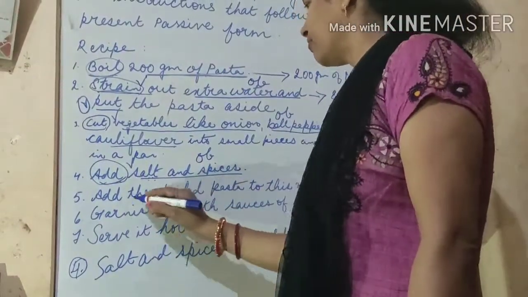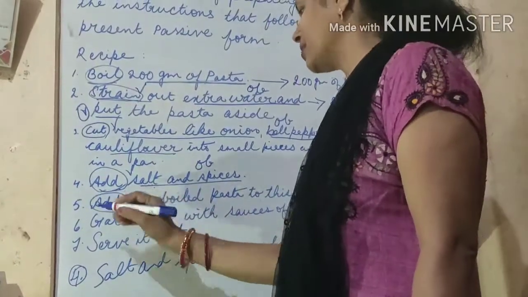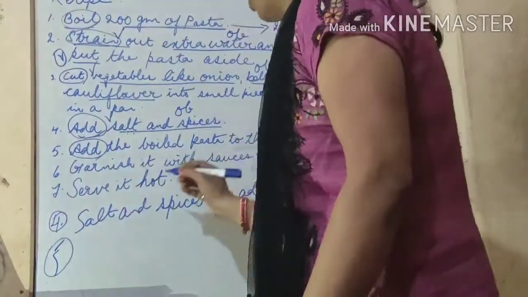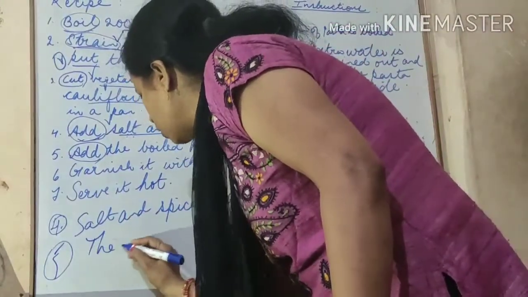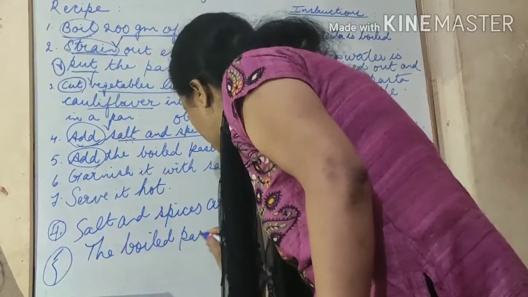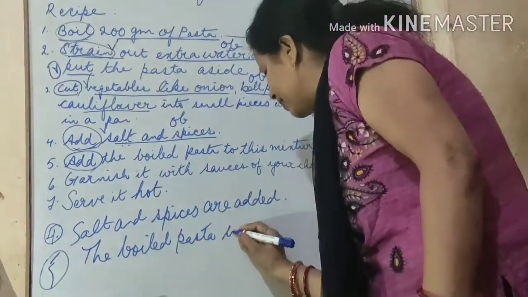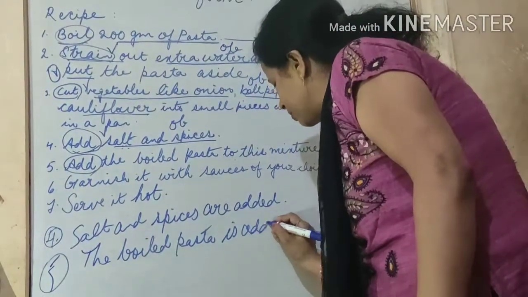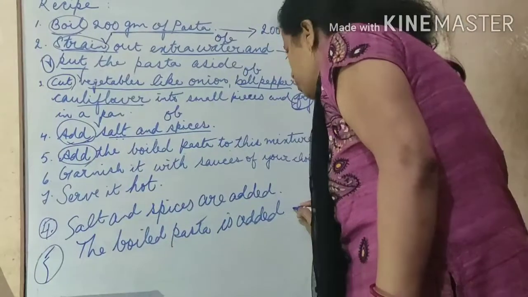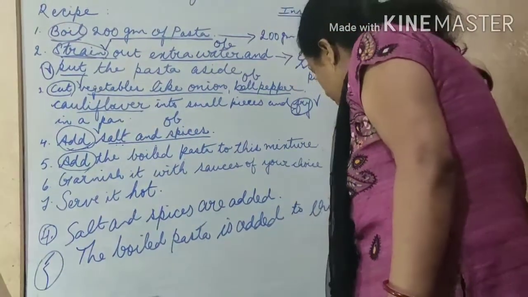Now number 5: add the boiled pasta to this mixture. Add, again add is here. Again we will put the V3 of add. The boiled pasta, the object comes first. The boiled pasta is added. Is added, because pasta is singular, similar to this mixture.